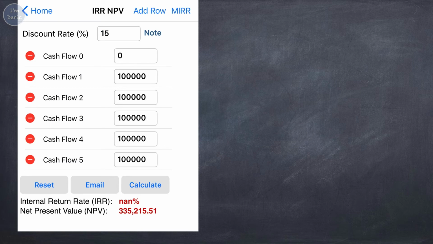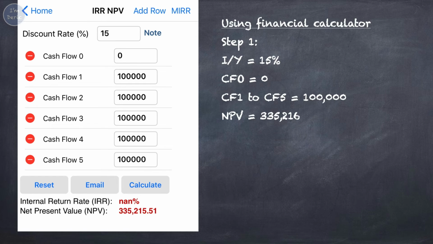Using a financial calculator, we will have 2 steps. Step 1, you will input the discount rate as 15%, set CF0 to 0. This is different from NPV. You shouldn't input the actual initial investment as CF0, but instead, set CF0 to 0. Then, for CF1 to CF5, input 100,000.